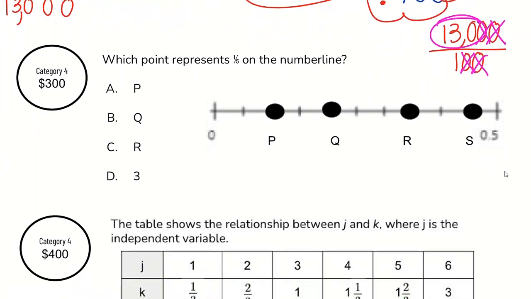Ooh, a number line. Our favorite. And it's the 0 to 0.5 number line. And they're not labeled. So what's the first thing we're going to do, Miss Kemp? We're going to label this number line. So let's just look at it.